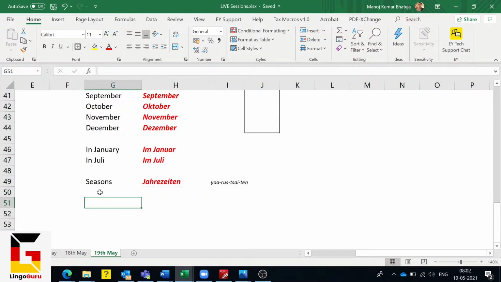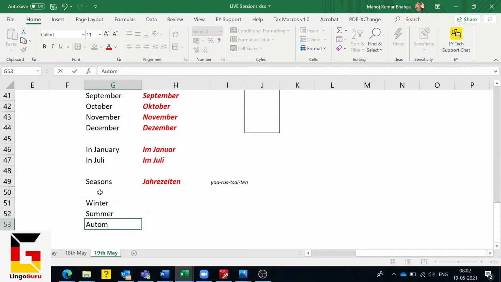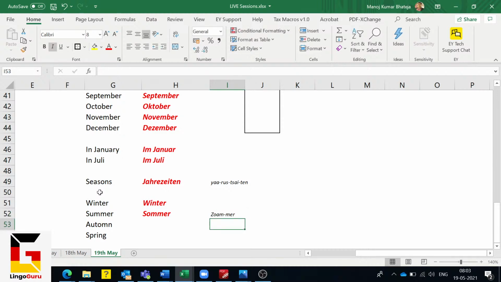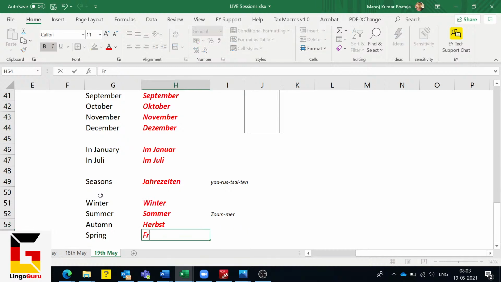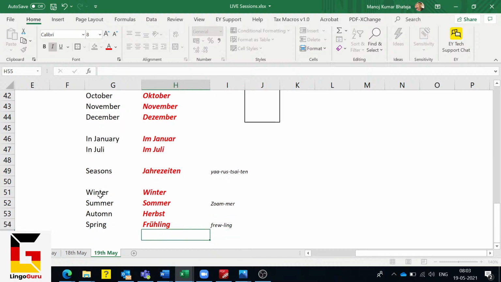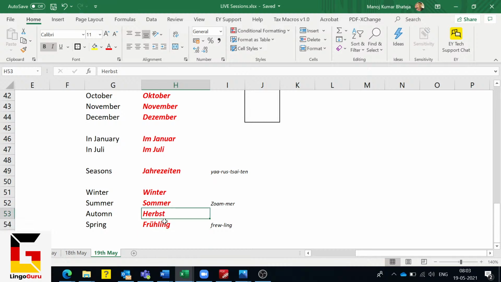So we have four seasons, and these are winter, summer, autumn, and spring. Winter is Winter, summer is Sommer, autumn is Herbst, and spring is Frühling. Winter, Sommer, Herbst, Frühling.